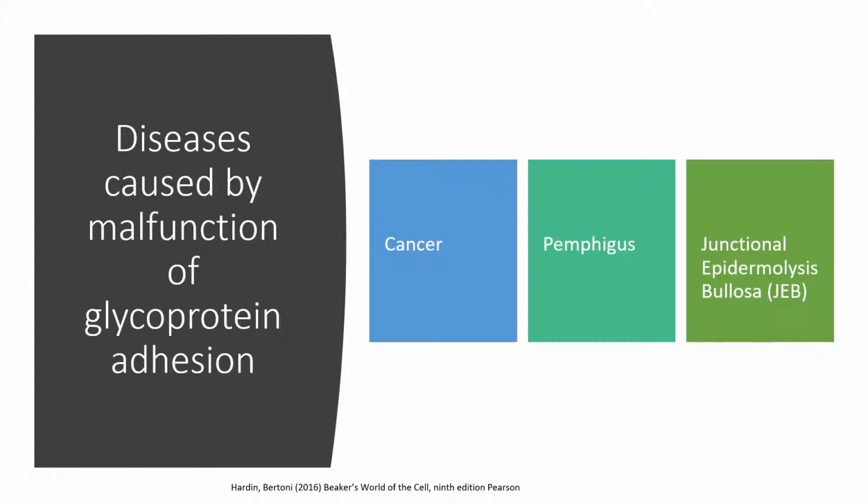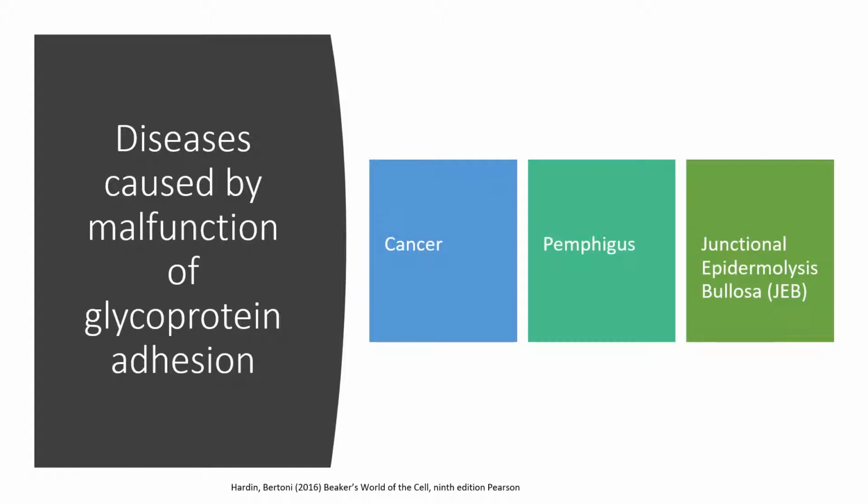A malfunction of glycoprotein adhesion is known to cause the following diseases. A malfunction in cadherins is known to cause cancer. When cells stop expressing the cadherin, it leads to cancer cells being able to easily metastasize and spread throughout the body. A mutation in the laminin causes junctional epidermolysis bullosa, or JEB, which is a painful, itchy, blistering disorder.